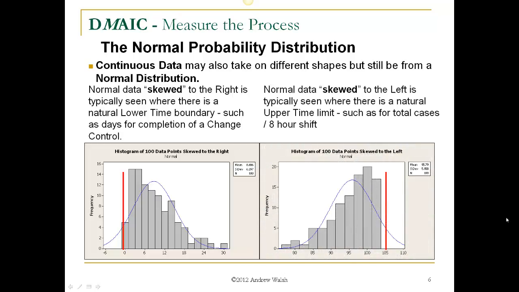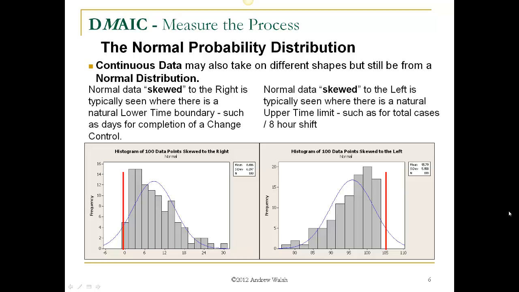And the normal data may be skewed to the left, and this is typically seen with a natural upper boundary or time limit. Now in this case, such as for total cases in an 8-hour shift. There may be some natural boundary where you cannot possibly make more than 105 cases in a shift because the equipment doesn't move that fast. That's the upper maximum limit for the cases.